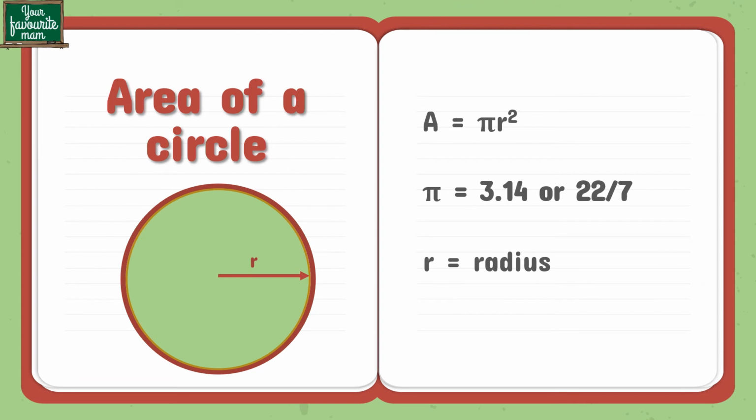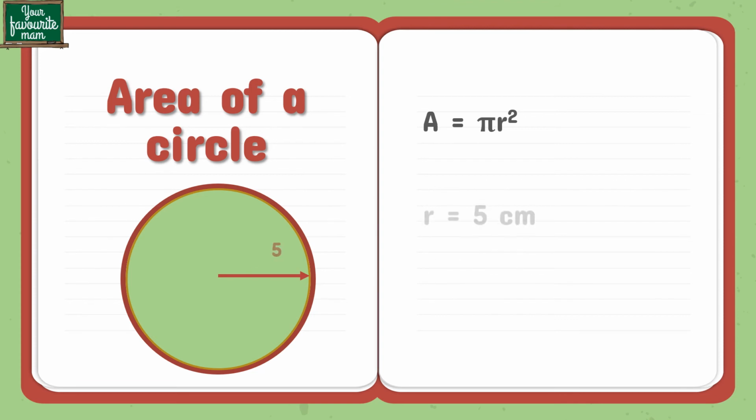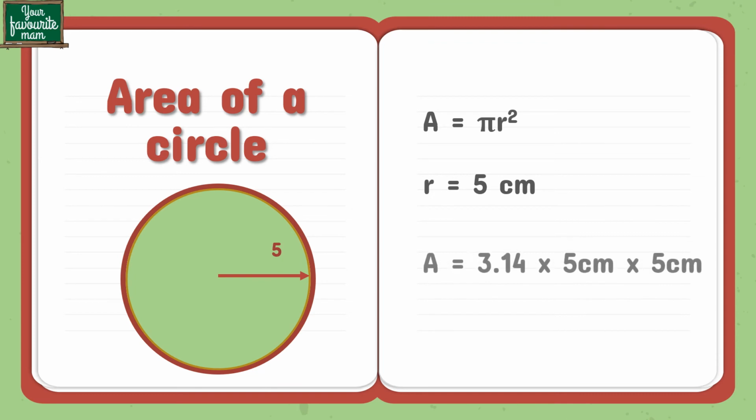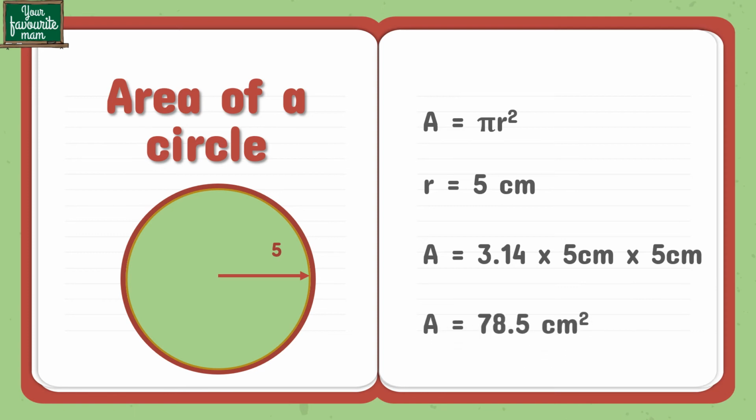So let's take an example where we have a radius of 5 centimeter. When we put this radius in the formula of pi r square, we get 3.14 into 5 centimeter into 5 centimeter. So the area will come out to be 78.5 centimeter square. Why we use the unit square? Because 2 centimeters are being multiplied here. So the outcome will be centimeter square.